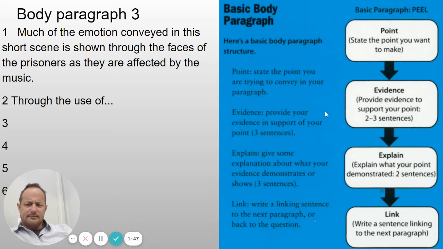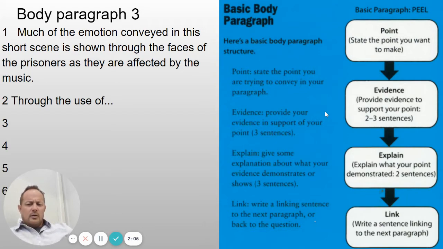And our second sentence, as we start in on the evidence, I've just led that off with what we call our magic sentence. We're going to provide our evidence, but we're going to use those words "through the use of," which shows analysis, which we have to do.